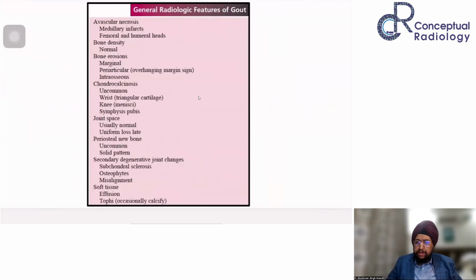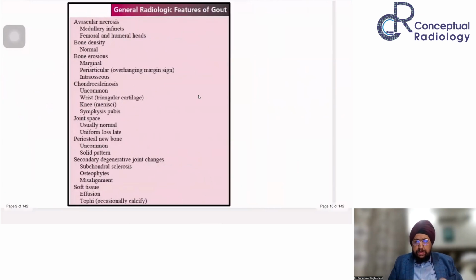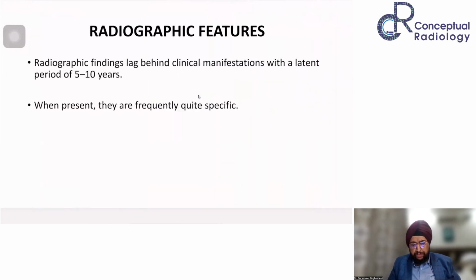This is a list of general features of gout. You can save it when you want to revise it fast. Let us discuss each and every feature one by one. Now, a very important thing is the latent period here. The radiographic findings lag behind your clinical manifestations by a latent period of at least 5 to 10 years. You will have your clinical features first, but radiologically, those findings will manifest later.